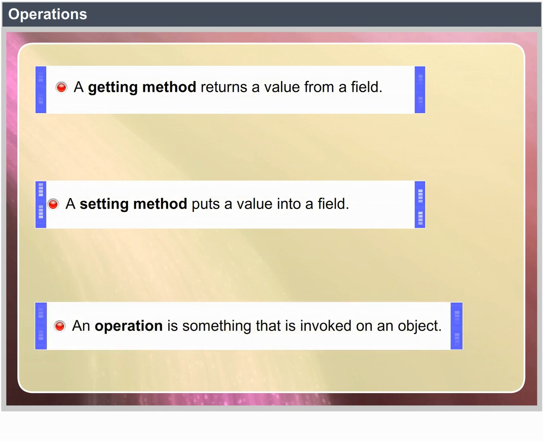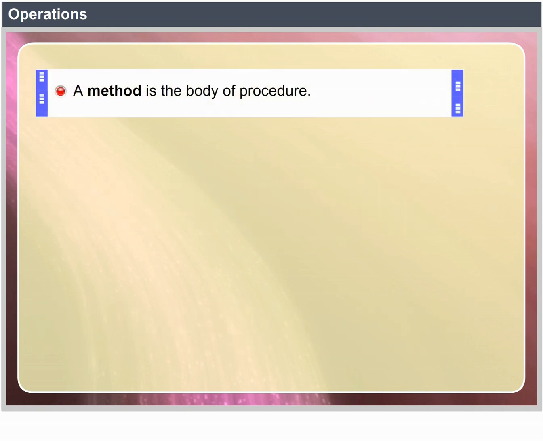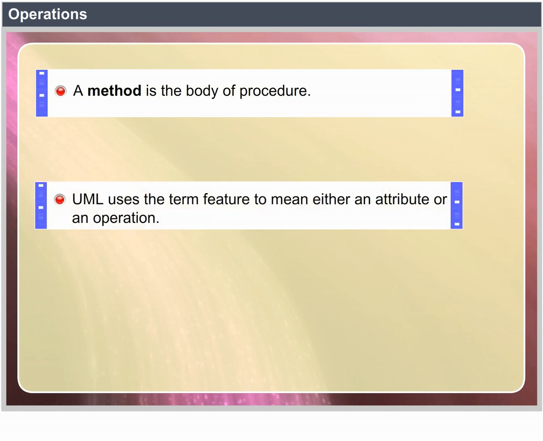An operation is something that is invoked on an object. A method is the body of procedure. UML uses the term feature to mean either an attribute or an operation.